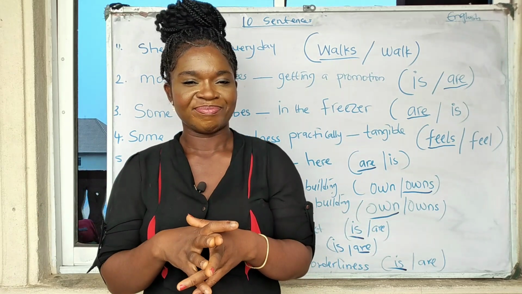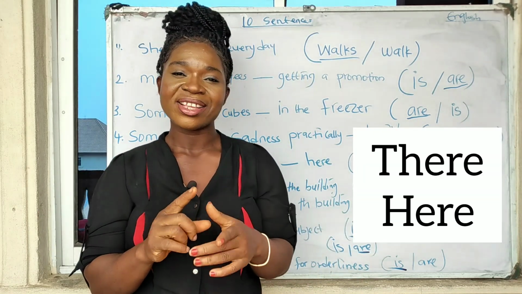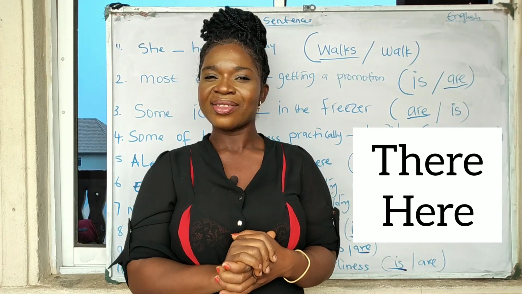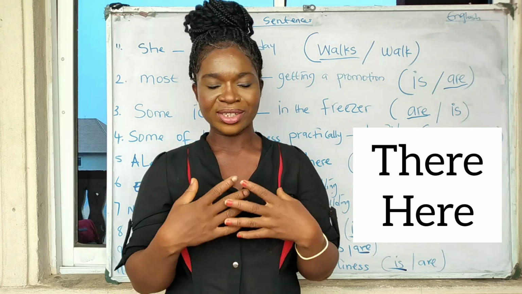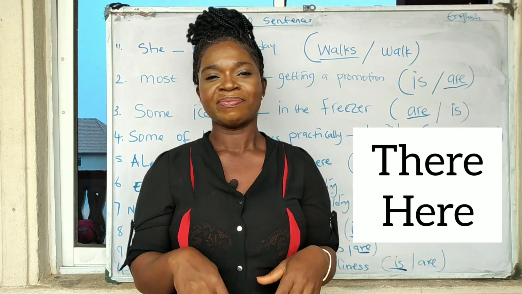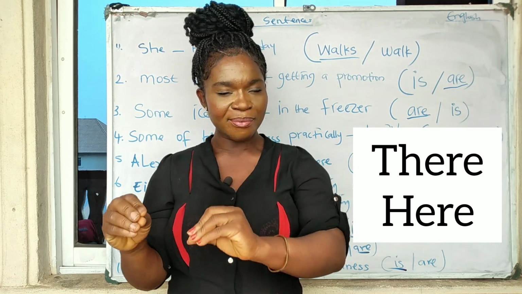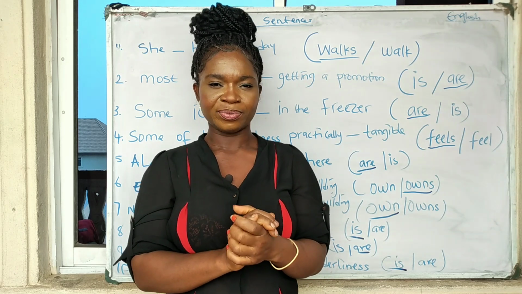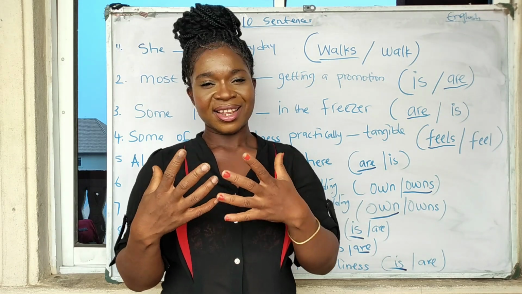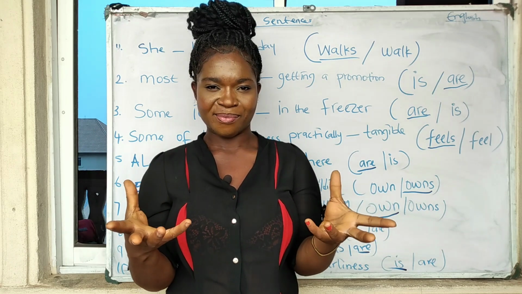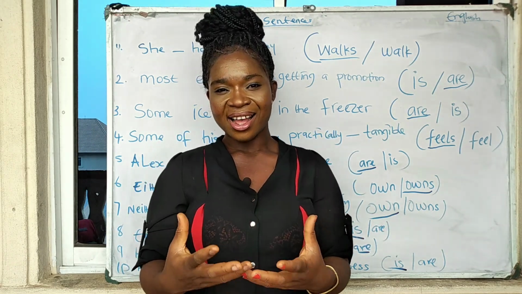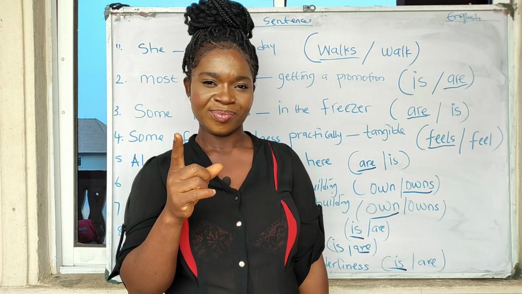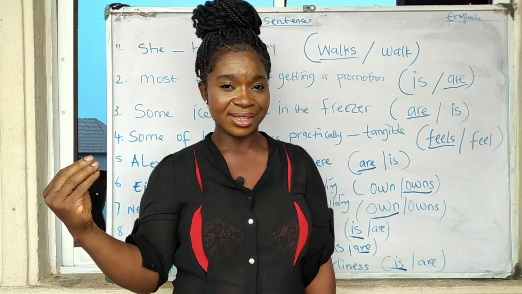Now, rule number 7 states that for a sentence that begins with there or here, the verb will often come before the subject. So if this happens, the subject determines if the verb is singular or plural. For example, I have, there are 7 tubers of yam. See, I'm not talking about 1 yam, I'm talking about 7 tubers of yam.